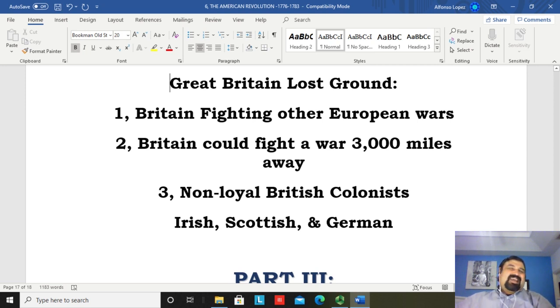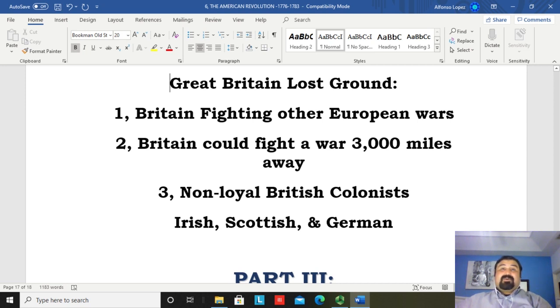And of course, another issue that convinced the British leaders to let those colonies go is the fact that a great portion of the population of those 13 colonies are non-loyal British colonists.